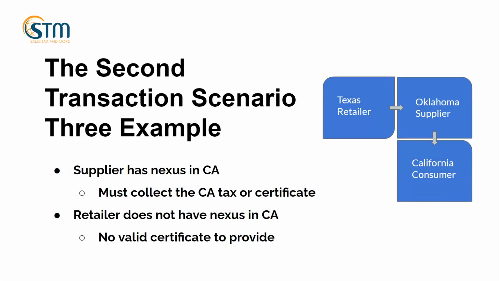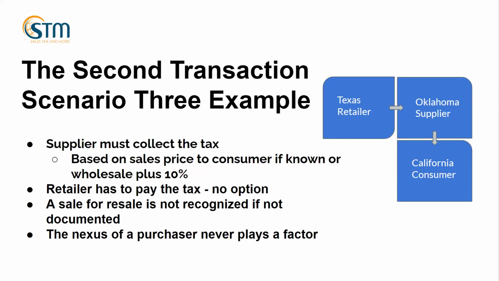So second transaction, as we said, the supplier has nexus in California. They must collect the California tax or certificate in lieu of the tax. Retailer does not have nexus in California. They're not registered. And California is what we call one of the 10 tough states. In order to issue a valid certificate in California, you generally have to be registered in California to issue that certificate. So if I don't have nexus, I'm not registered, I have no valid certificate to provide. So in that instance, the supplier must collect the tax.